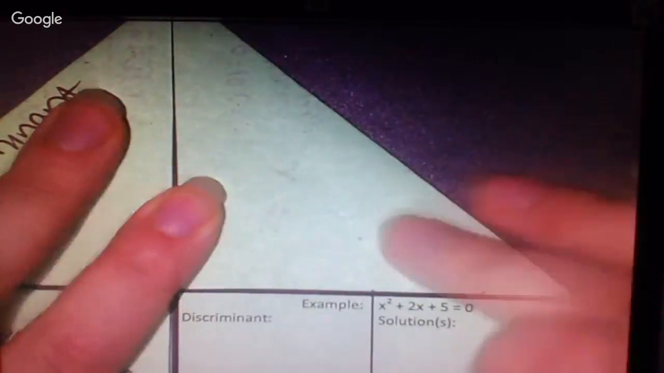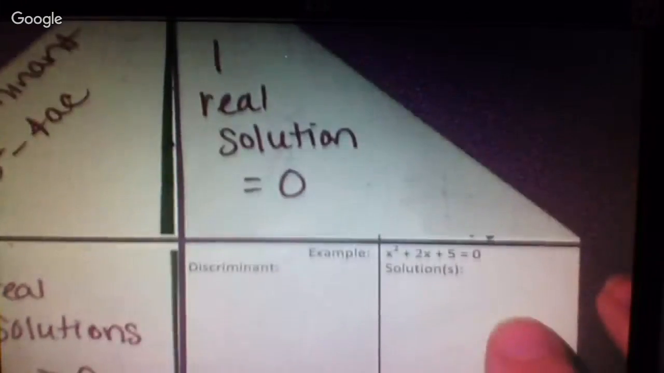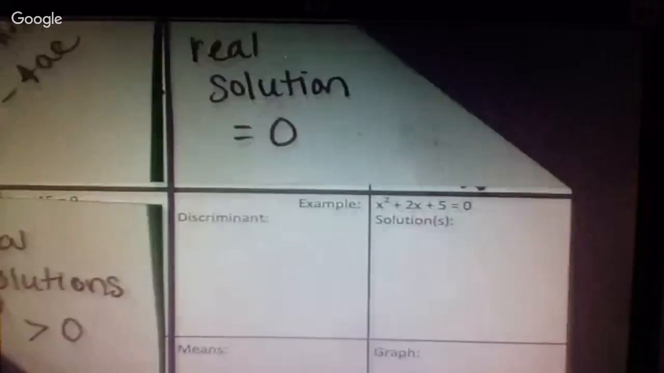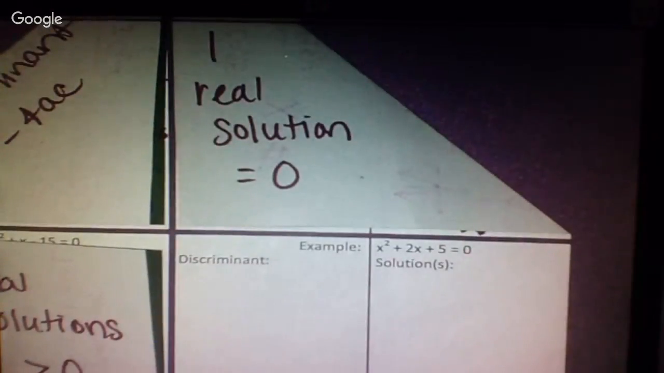All right. So you're going to flip this one over and put one real solution. And it's when we equal 0. One real solution is when we equal 0. So what do you think the next one's going to be? No solutions. Okay? No real solutions.